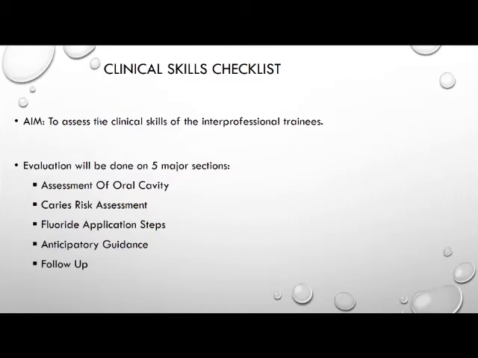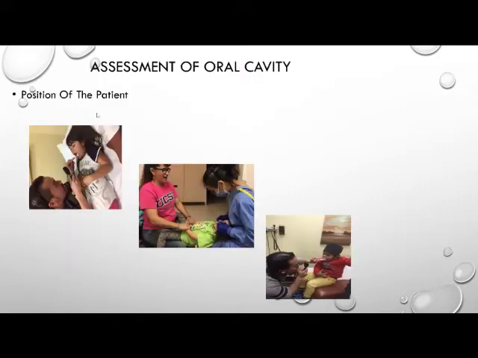So the aim of this clinical skills checklist is to assess the clinical skills of the interprofessional trainees. The evaluation will be done on 5 major sections: assessment of oral cavity, caries risk assessment, fluoride application steps, anticipatory guidance, and follow-up. So the assessment of oral cavity, the main thing about this is the position of the patient.